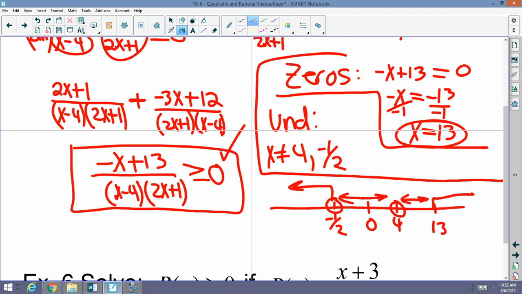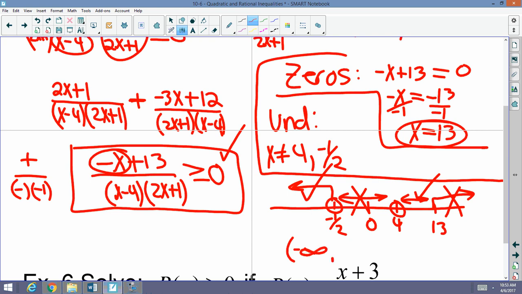And like always, let's test my first interval. To the left of negative 1/2, I'm going to do negative 1. So a negative and a negative makes that a positive, right? And then a negative and a negative down here, that's a negative. And a negative, that's going to be a negative as well. So a positive divided by a positive is a positive, so this works, this does not, this works, this does not. And my answer is negative infinity to negative 1/2, parentheses, union with 4 to 13 in brackets.